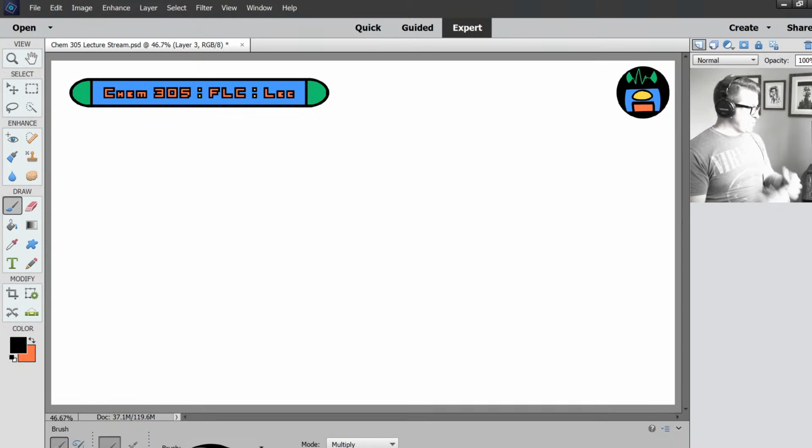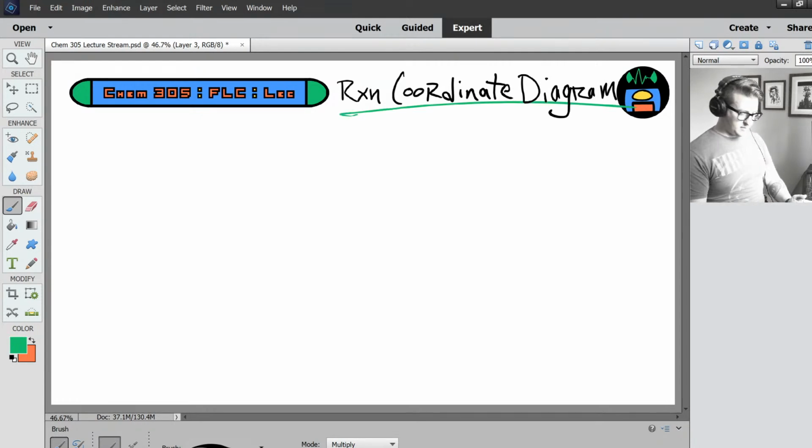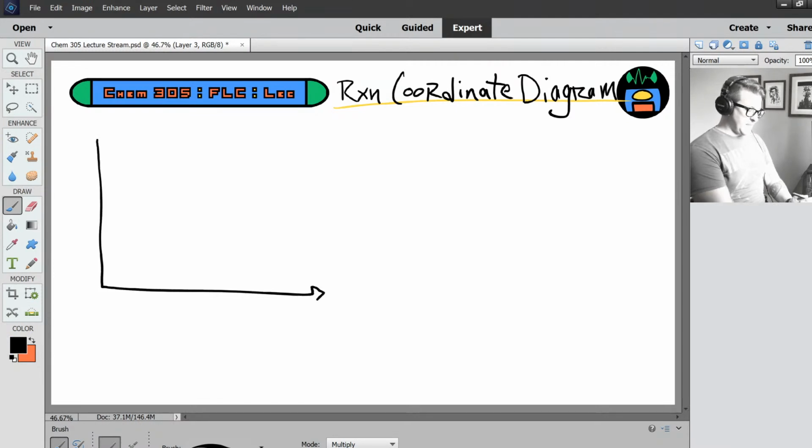All right. And the way we depict the activation energy and what we call the energetics of a reaction is through something called a reaction coordinate diagram. All right, a reaction coordinate diagram. Now, I want to do that in yellow. With a reaction coordinate diagram, it's a graph with an x and y axis.